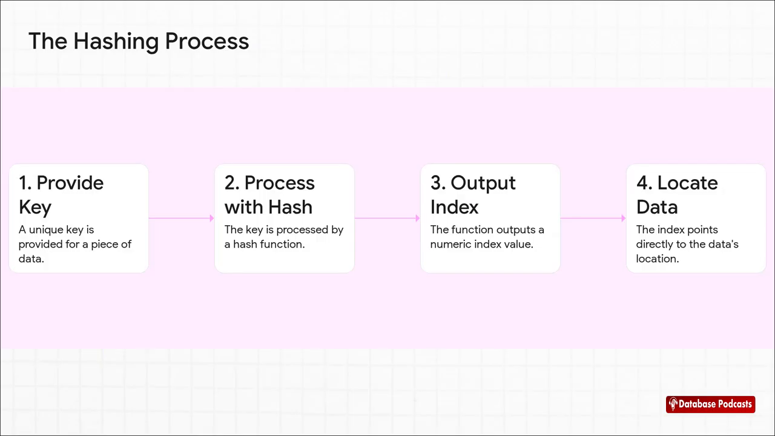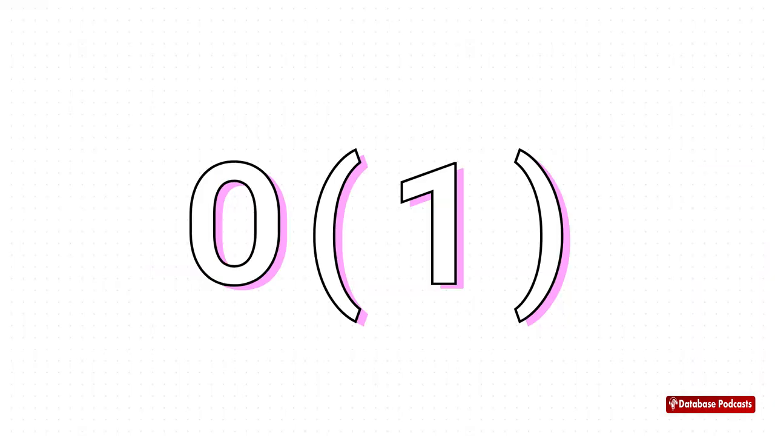Let's just walk through it real quick. You give it a key, maybe jsmith123. The hash function does its magic and turns that into, say, the number 42. Your computer then goes directly to slot number 42 in its memory, and boom, there's your data, waiting for you. It's unbelievably direct.